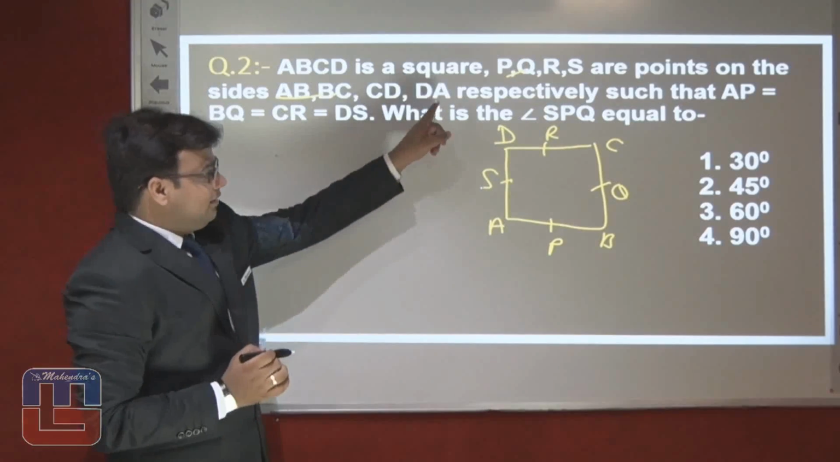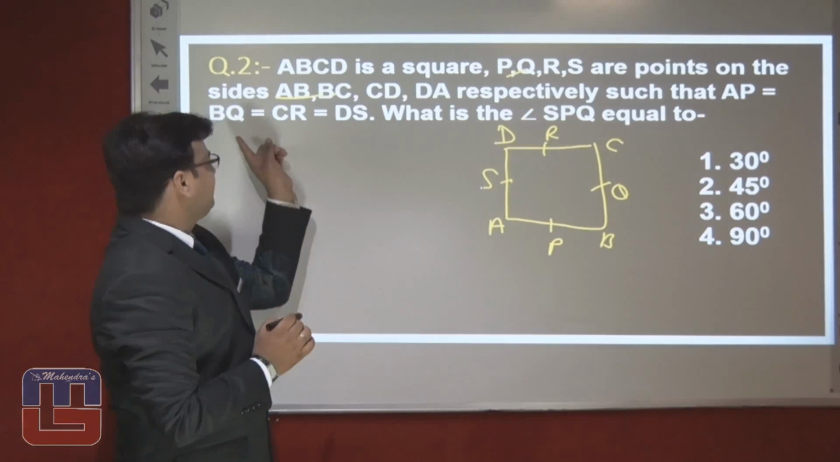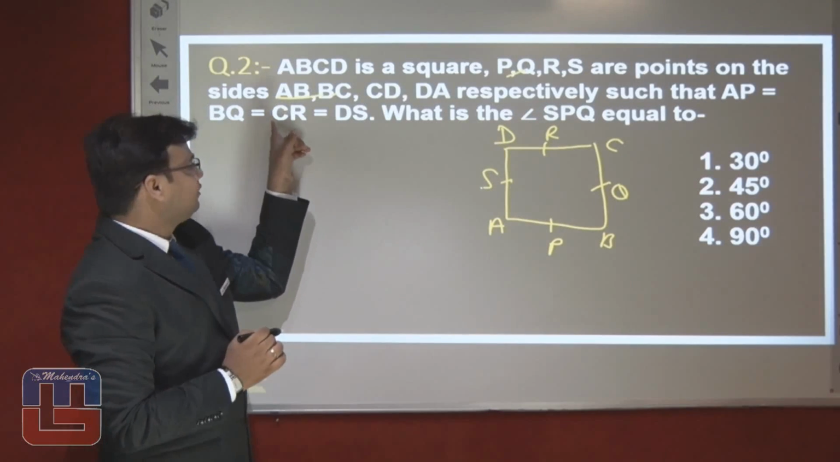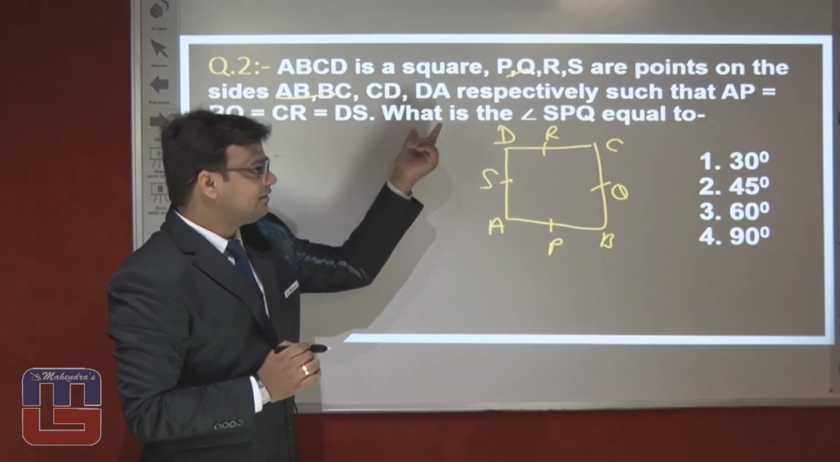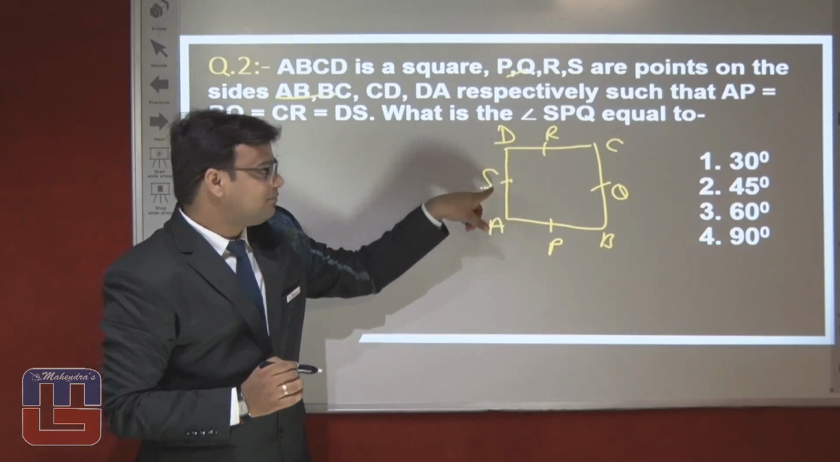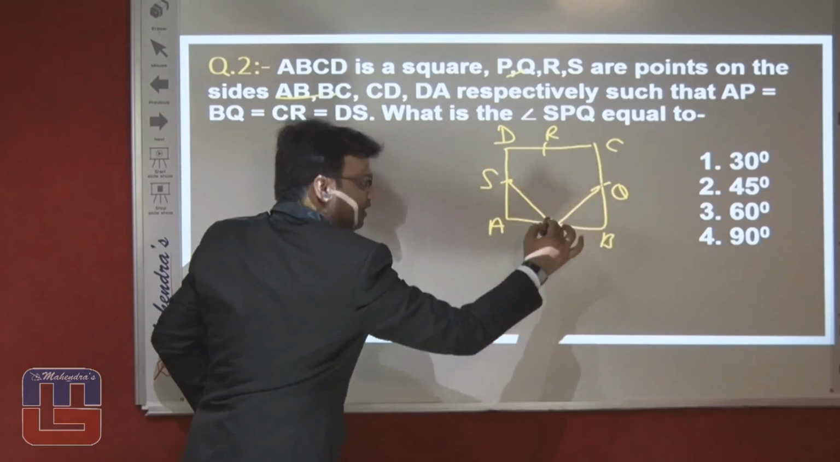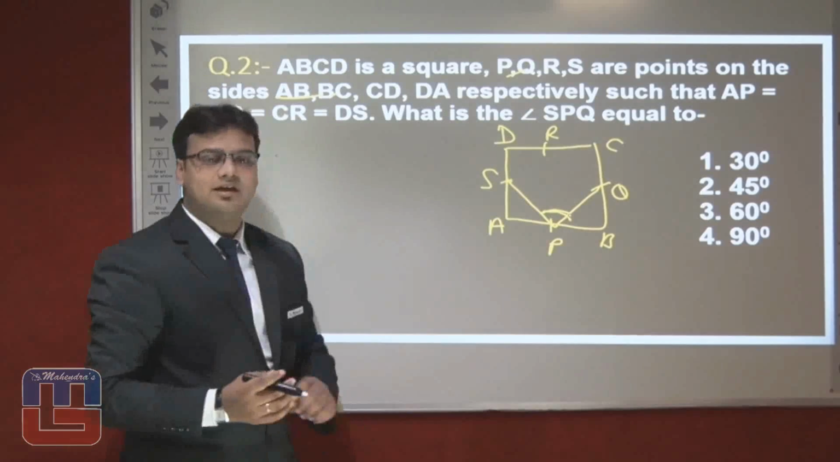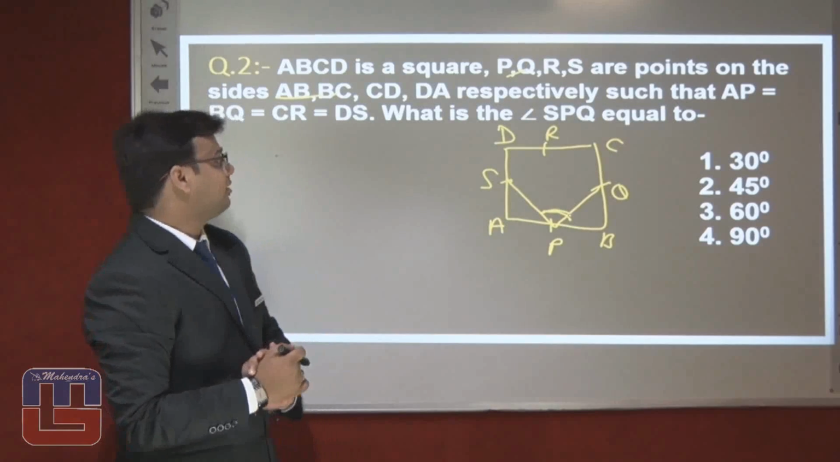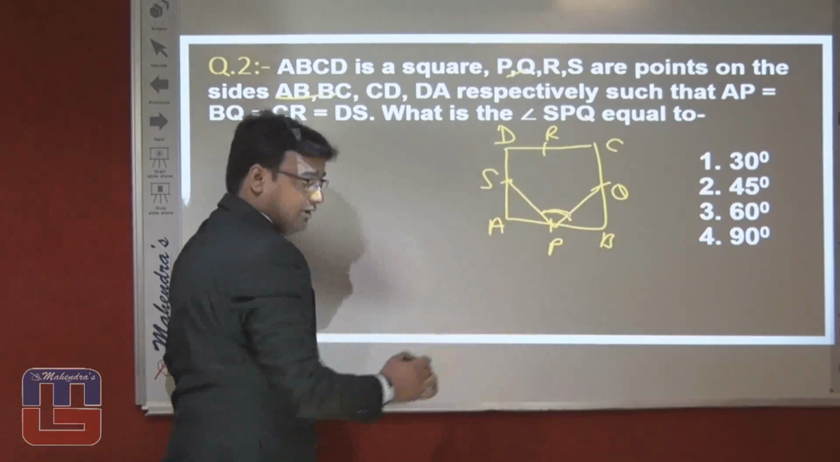Such that AP is equal to BQ is equal to CR is equal to DS. Then what is the value of angle SPQ? Then we draw angle SPQ. We are required to find the value of angle SPQ. Here the condition is that it is a square.